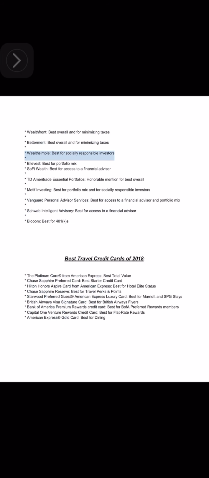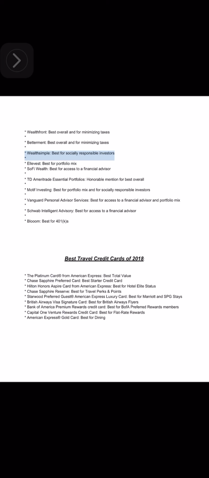Robo-advisors. Wealthfront, best overall and for minimizing taxes. Betterment, best overall and for minimizing taxes. Wealthsimple, best for socially responsible investors. Ellevest, best for portfolio mix. SoFi Wealth, best for access to a financial advisor. TD Ameritrade Essential Portfolios, honorable mention for best overall. Motif Investing, best for portfolio mix and for socially responsible investors. Vanguard Personal Advisor Services, best for access to a financial advisor and portfolio mix. Schwab Intelligent Advisory, best for access to a financial advisor. Blooom, best for 401ks.